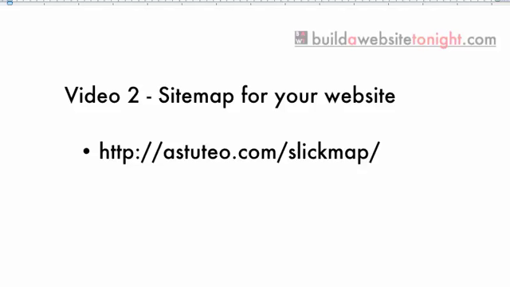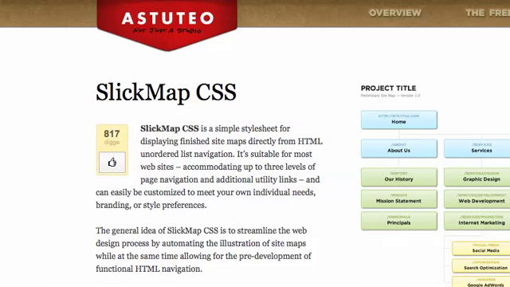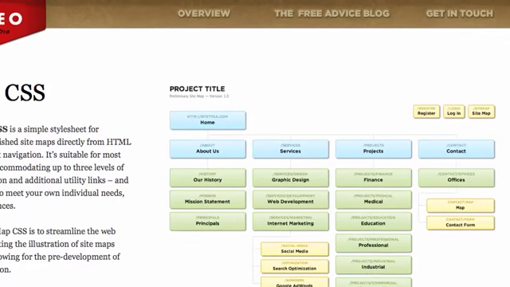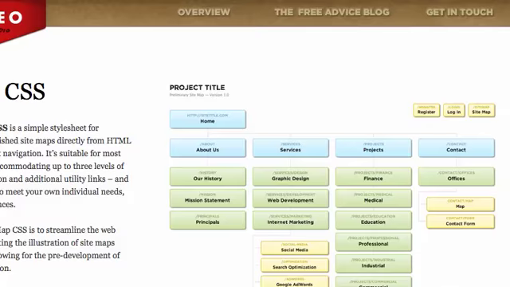Now, I found this really cool one here. It's called a Slick Map, and it's by a company by the name of Astudio. And so here is the web link that you can go to. On their website, they have a really clever way of showing you what your sitemap could look like for your website visitors, which I think is very clever.